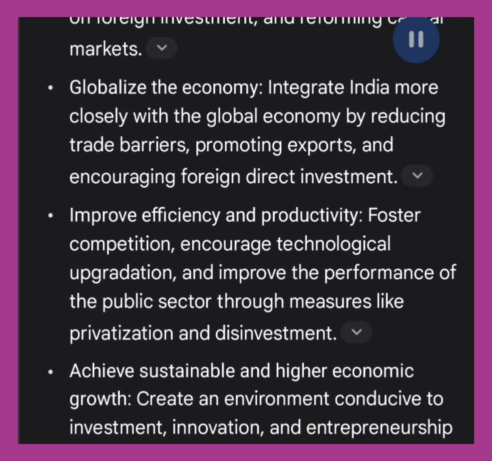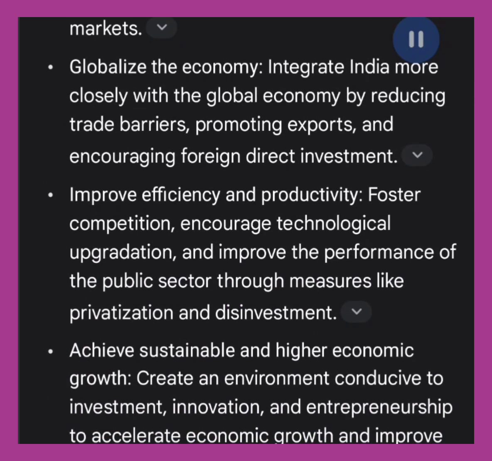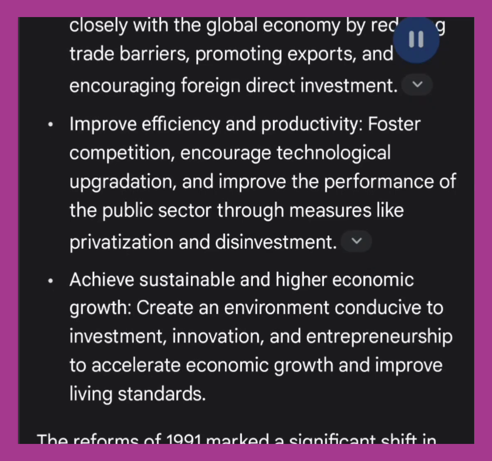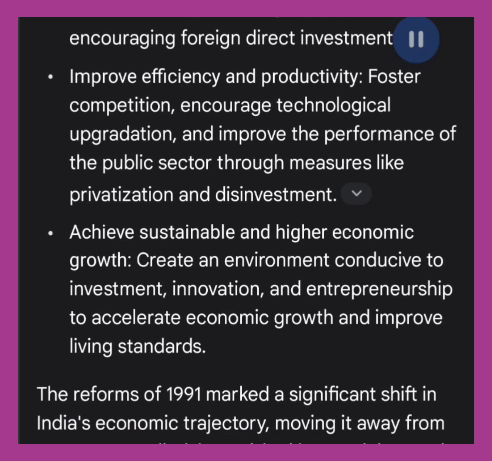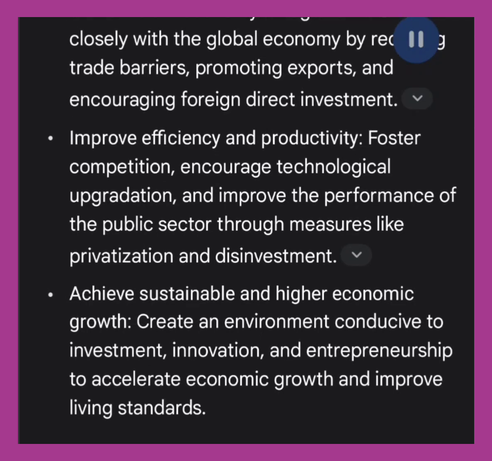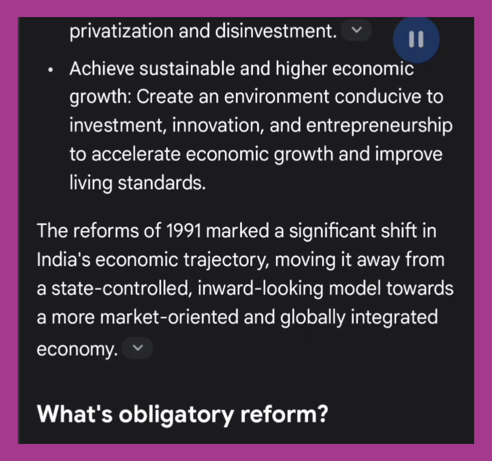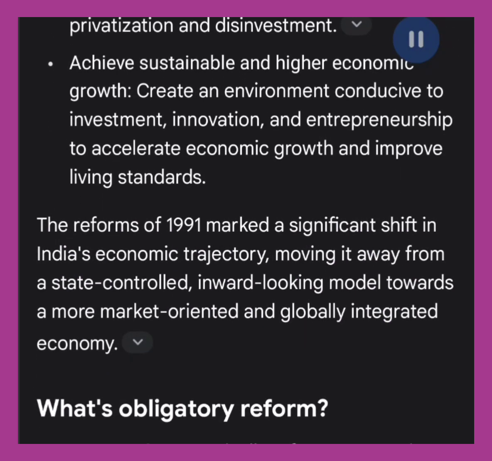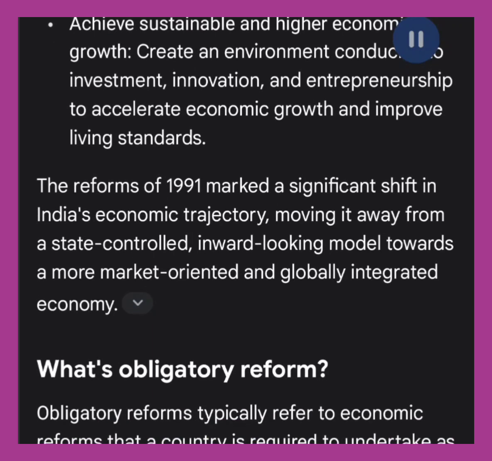Globalize the economy. Integrate India more closely with the global economy by reducing trade barriers, promoting exports, and encouraging foreign direct investment. Improve efficiency and productivity. Foster competition, encourage technological upgradation, and improve the performance of the public sector through measures like privatization and disinvestment. Achieve sustainable and higher economic growth. Create an environment conducive to investment, innovation, and entrepreneurship to accelerate economic growth and improve living standards.